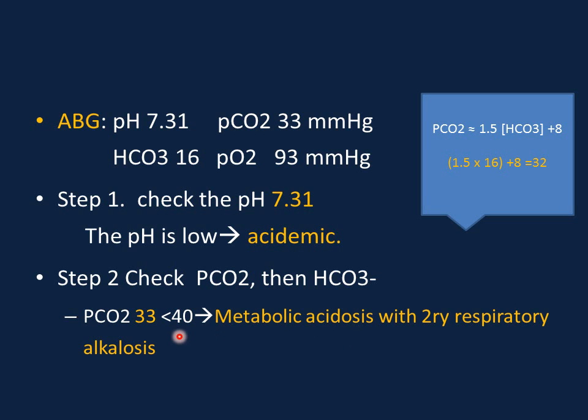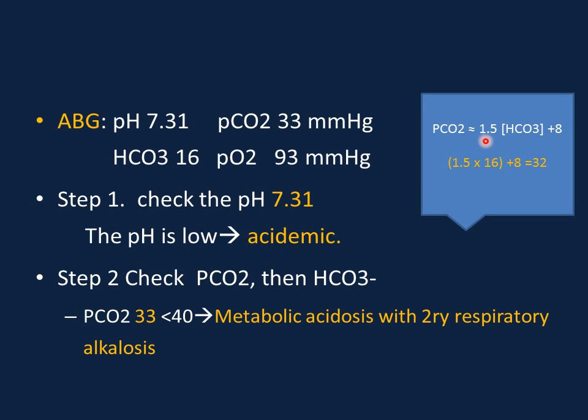Step number 3, you want to know the compensation. Is it appropriate or inappropriate? This patient is compensating by respiratory alkalosis. Check the PCO2 here, it is 33, and the last two digits of the pH are 31, so it is very close. So this is appropriate compensation. There is no separate respiratory disorder in this case. So this patient is having metabolic acidosis with secondary respiratory alkalosis. You can confirm this number by checking Winter's formula.